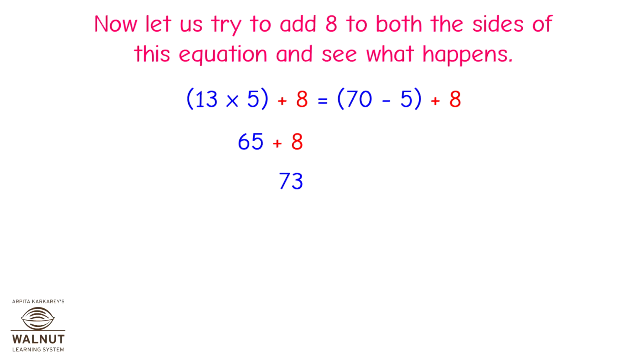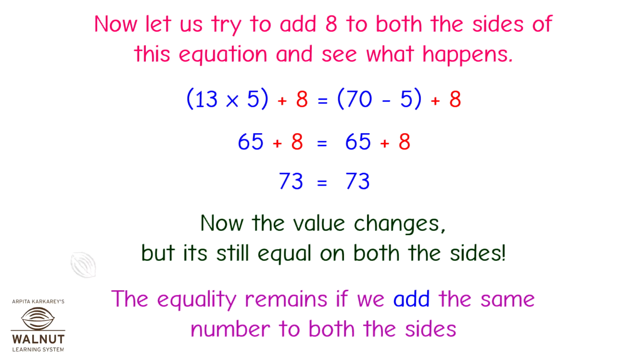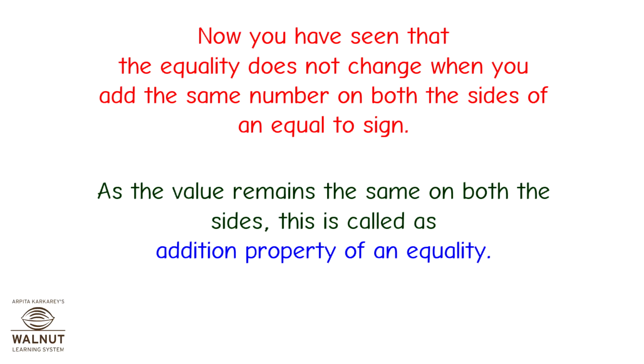65 plus 8, 73, is equal to 65 plus 8, which is equal to 73. Now, the value changes, but it's still equal on both the sides. The equality remains if we add the same number to both the sides. Now you have seen that the equality does not change when you add the same number on both the sides of an equal to sign. As the value remains the same on both the sides, this is called the addition property of an equality.